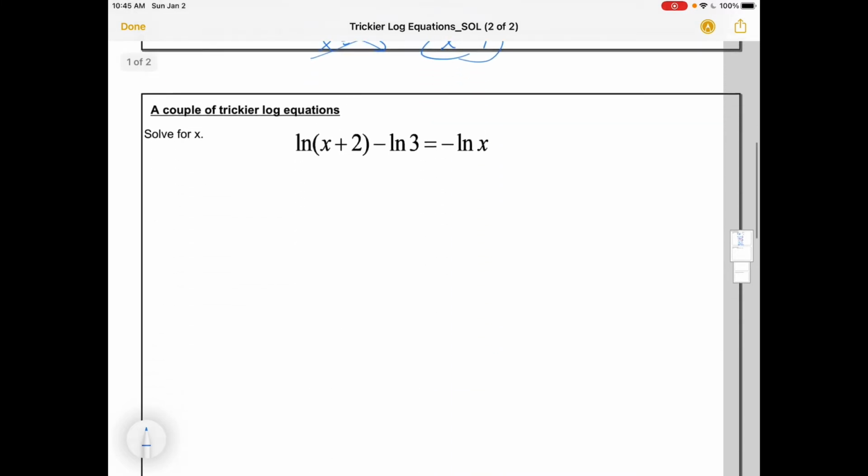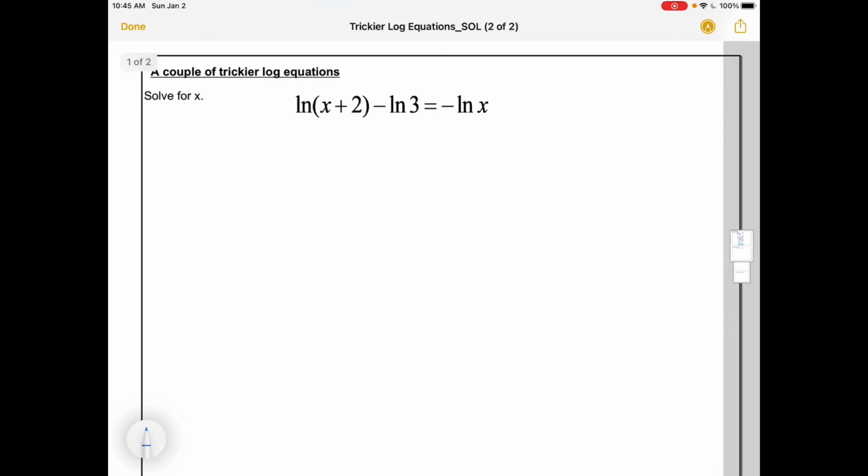An alternate way you could approach that, if you find that not pleasant having these negatives, you don't have to have negatives in equations. You can move stuff around until it's all positive. So we could move this ln 3 over to this side and move this ln x over to this side. Let's see, what would that look like? To move the ln 3 over, I'll have to add ln 3 to both sides. And to move this ln x over, I'll have to add ln x to both sides.